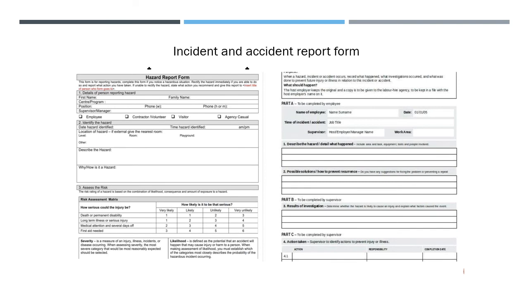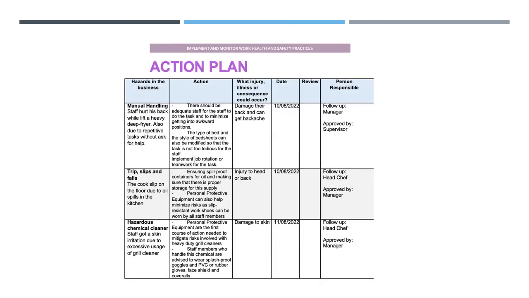This is another incident and accident report form that we use in the workplace. And we have the action plan. As you can see, on the table we collect the hazards in the business, the action we are going to take, what kind of injury or illness and consequence could occur, and then the date and the people who review, the person who responds.